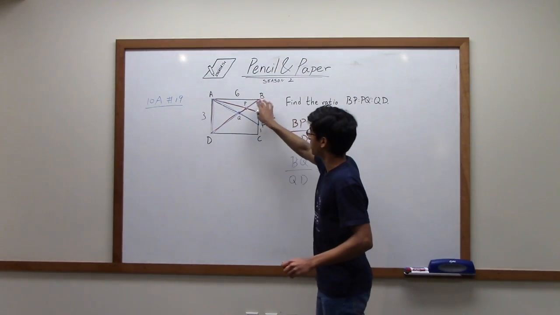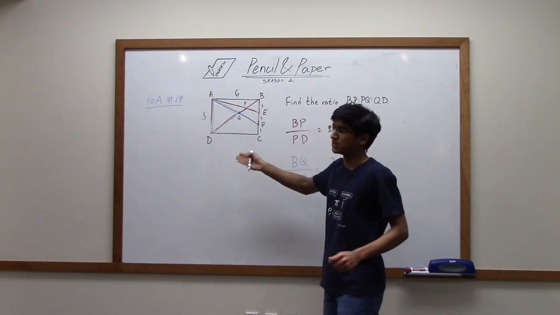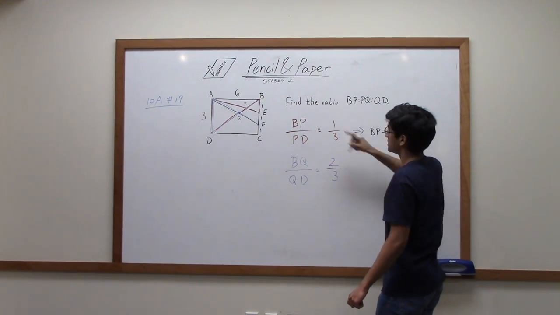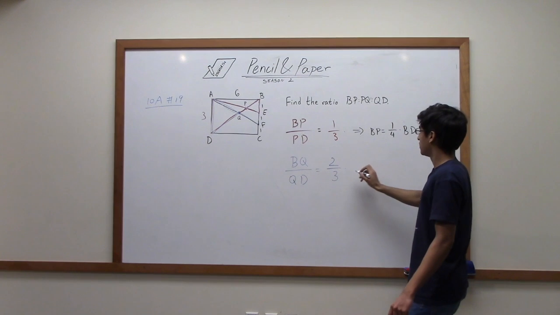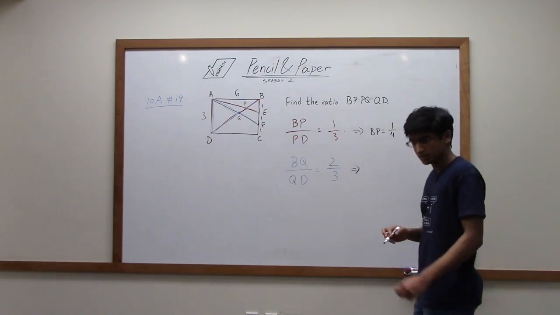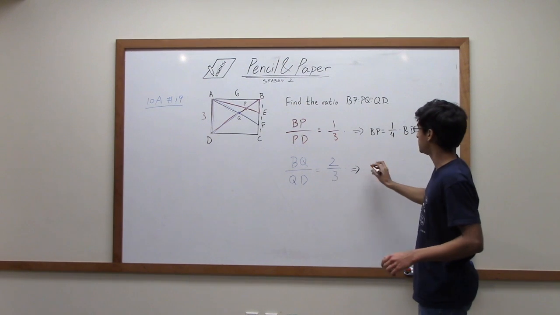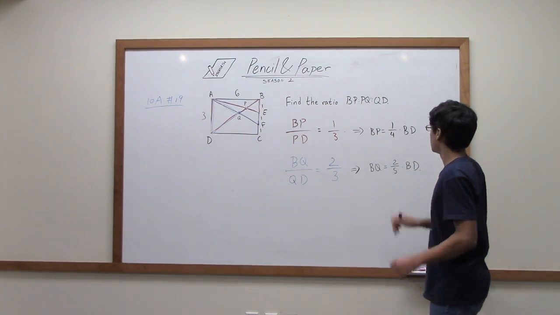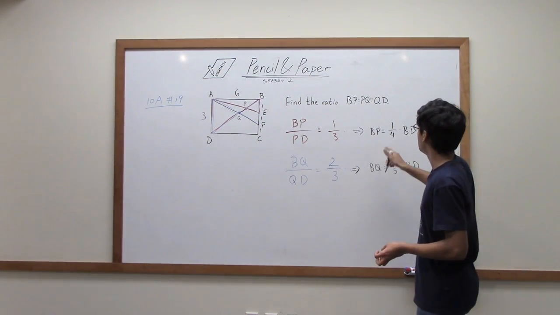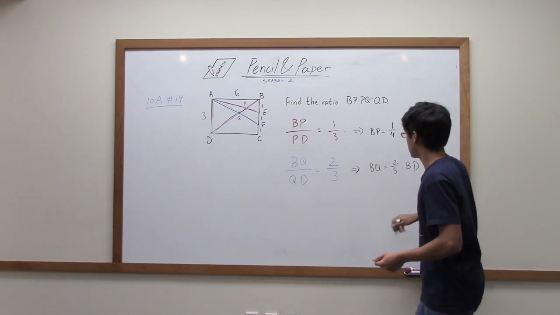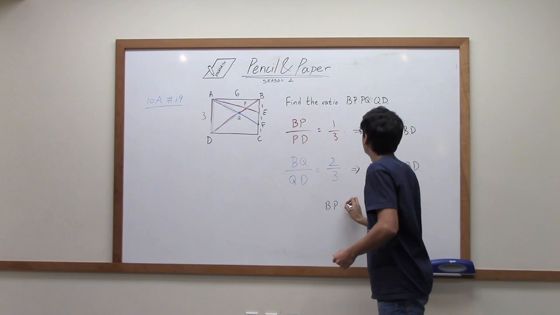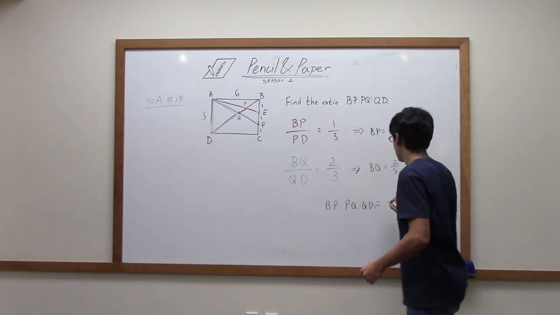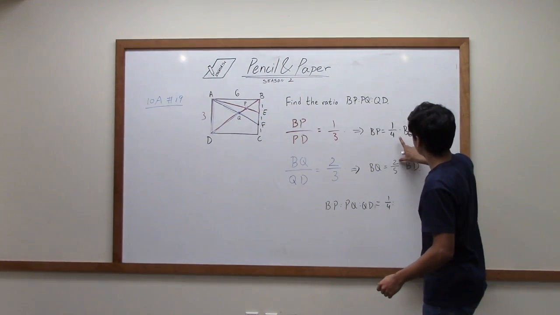So if BP is 1/3 of PD, and their sum is the whole thing, that means that BP is 1/4 of the entire segment. Changing everything to the common denominator is very useful. So for this one, we have BQ is 2/5 of the whole thing. Now we just need to combine these things. So BP is 1/4, PQ is their difference. So BP, PQ, QD is equal to 1/4, to the difference of 2/5 and 1/4.